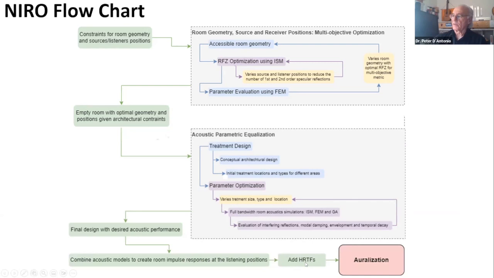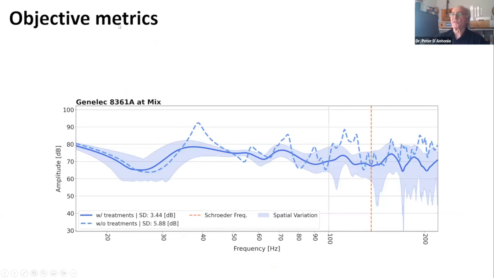And that's about where we are at this point in the development of the program. So we have various objective metrics that we are trying to minimize. We're trying to flatten the frequency response. And this light blue line is a spatial variation in which you allow the mixing engineer to move from left to right, up and down. There's also a mix position and a producer position, which we have to contend with. And the goal is to essentially eliminate this dotted line and obtain as flat a response as possible within plus or minus 3 dB.